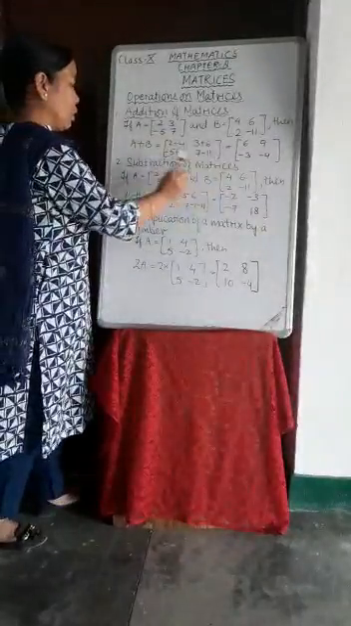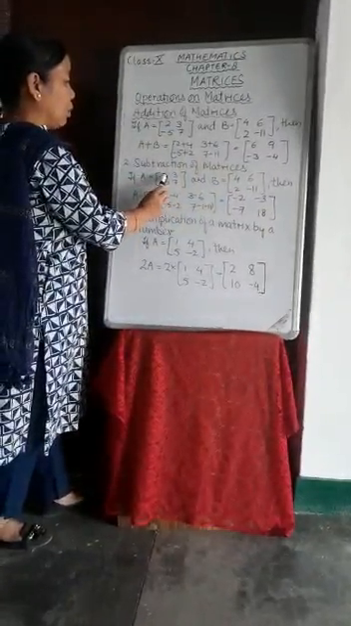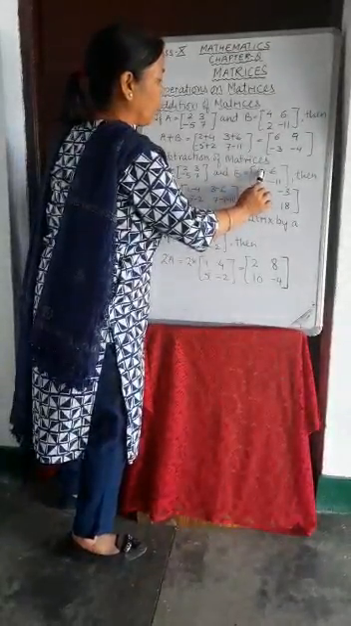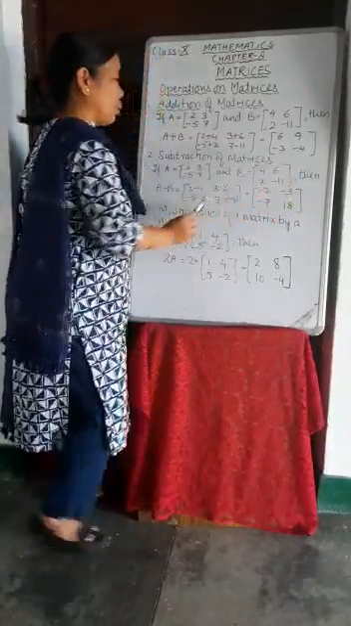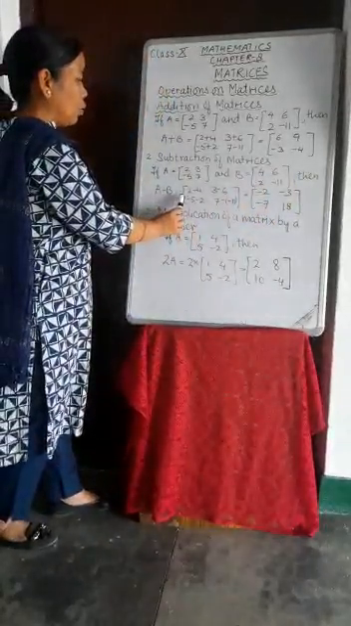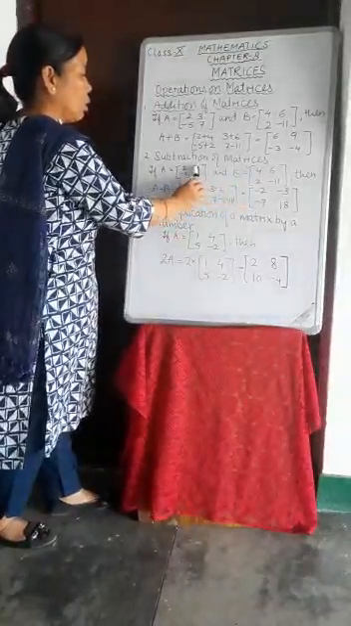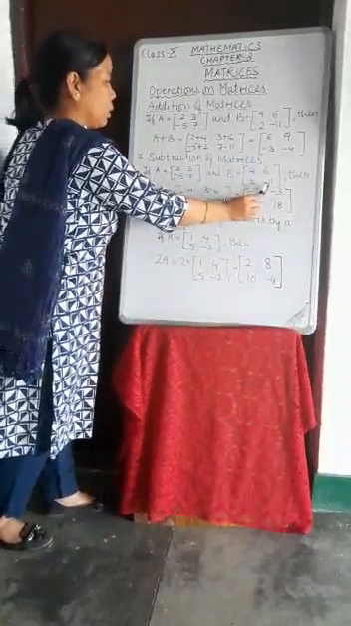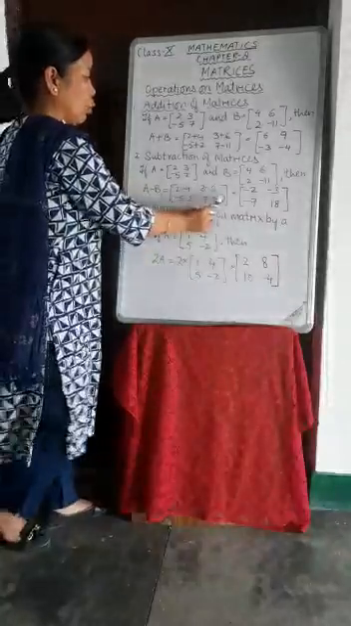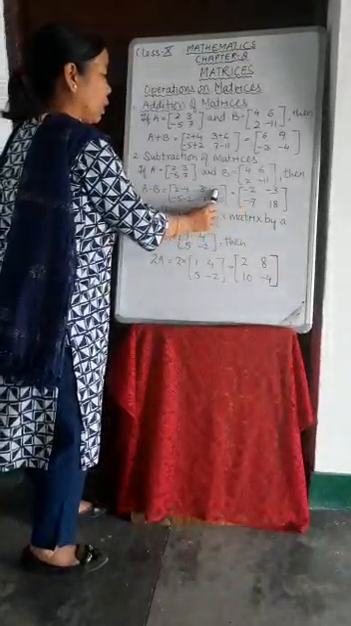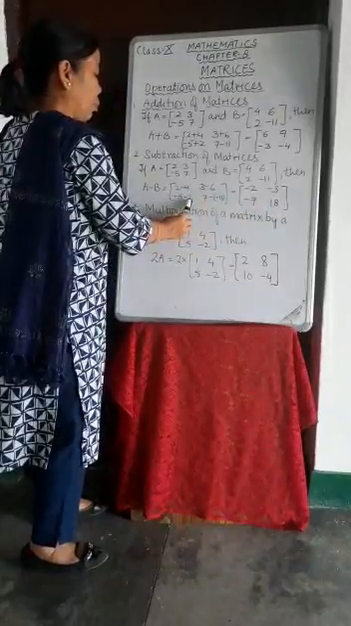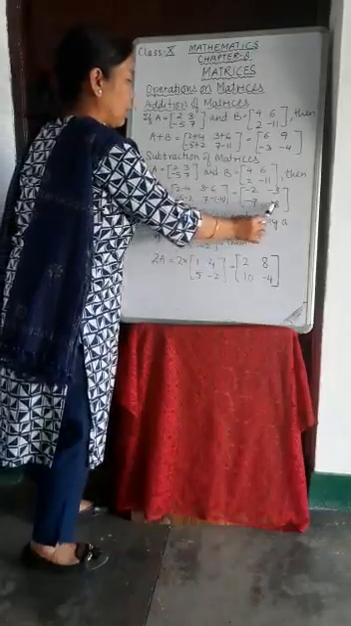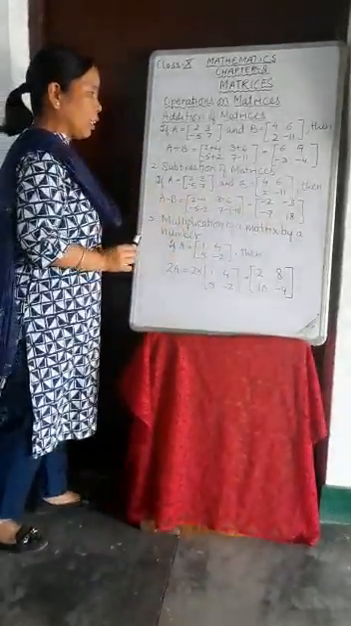Now subtraction of matrices. If A is given as 2, 3, minus 5 and 7 and B is given as 4, 6, 2 and minus 11, then to subtract B from A, A minus B equals 2 minus 4, 3 minus 6, minus 5 minus 2, 7 minus minus 11. So 2 minus 4 is minus 2, 3 minus 6 is minus 3, minus 5 minus 2 is minus 7, and 7, because this minus will become plus, 7 plus 11 is 18. So in this way you will subtract the matrices.